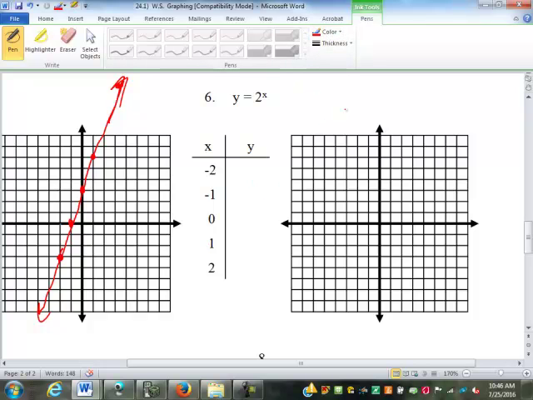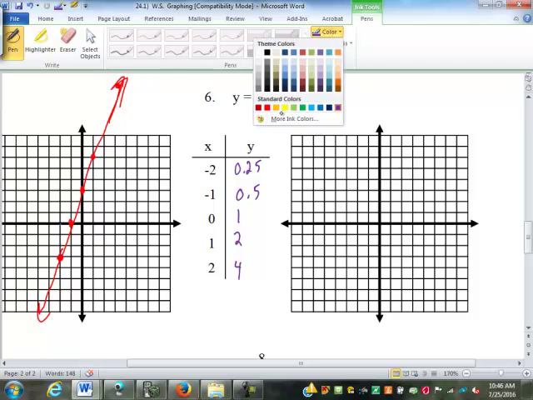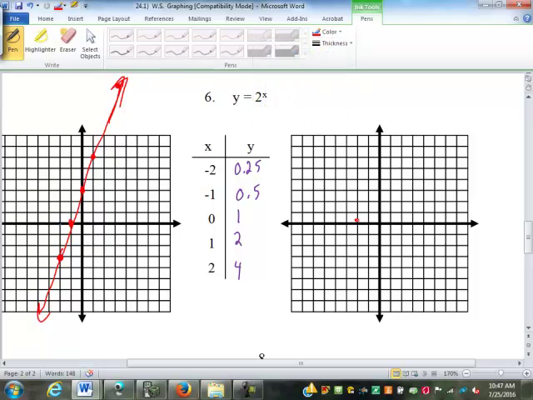Number 6, if you enter it in the calculator right, 2 to the power of -2 is 0.25. 2 to the power of -1 is 0.5. What's anything to the power of 0? 1. 2 to the power of 1 is 2, and 2 to the power of 2 is 4. So we have -2 and 0.25 is right there. -1 and 0.5 is right there. 0 and 1, 1 and 2, 2 and 4. What we get is a curve. Looks something like that.